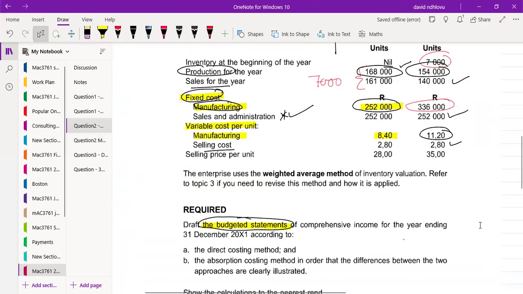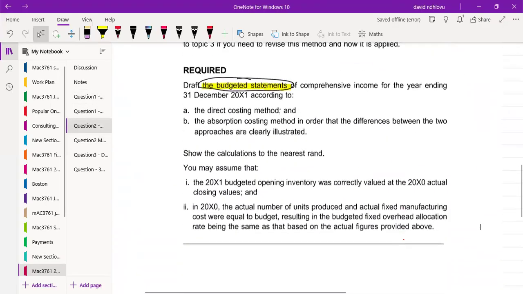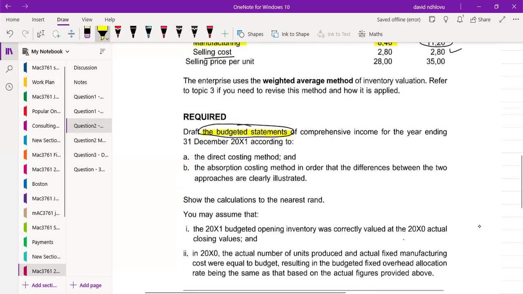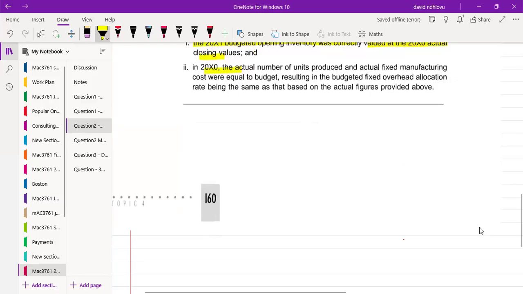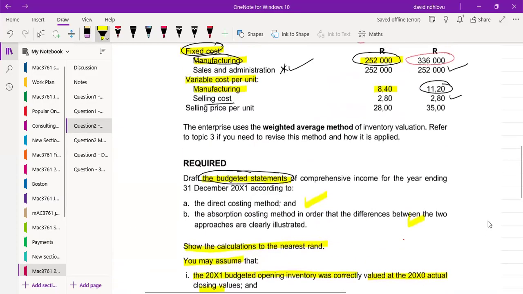Right. There is one more question that is there. Right. All right. So we have done that. Show the calculations to the nearest rand. You may assume that the budget opening inventory was correctly valued. That values the actual. There were only those two requirements, but I want to add something.